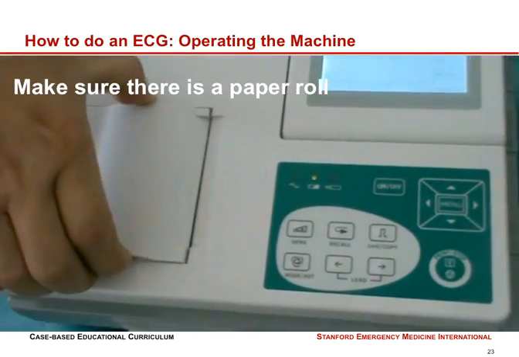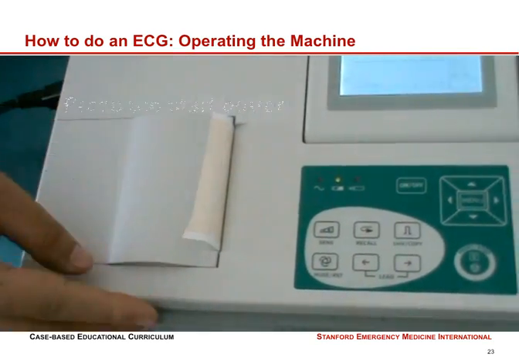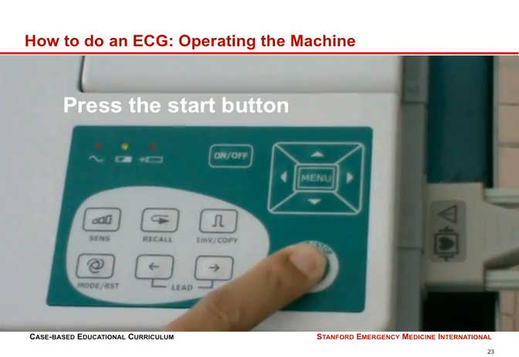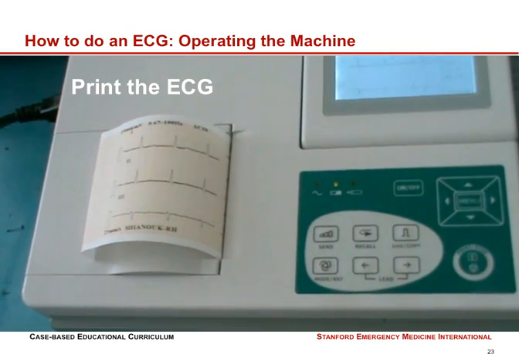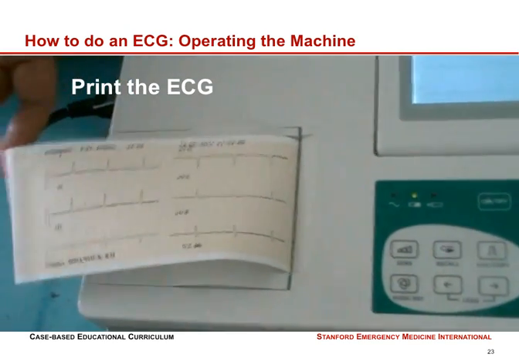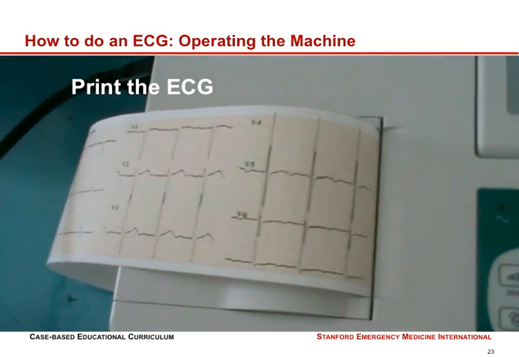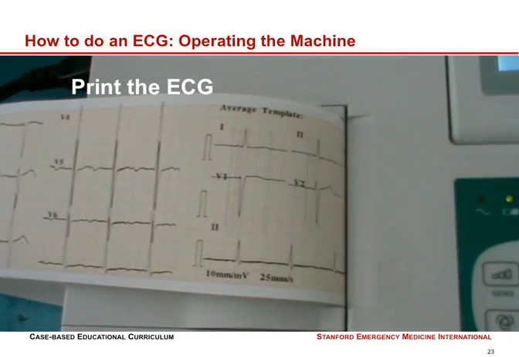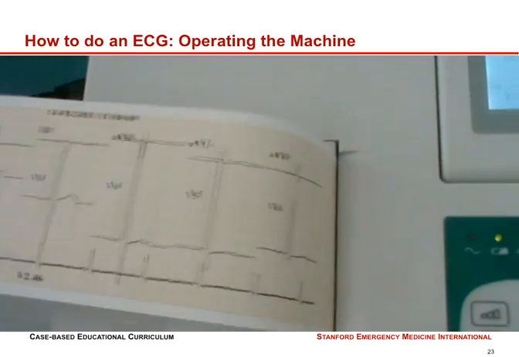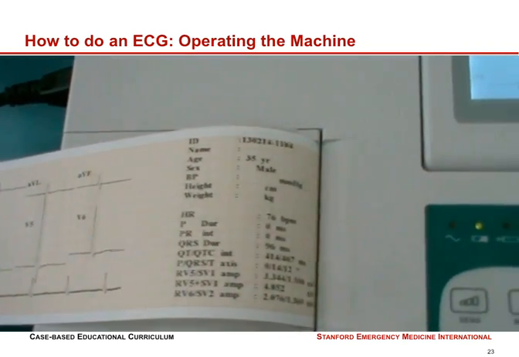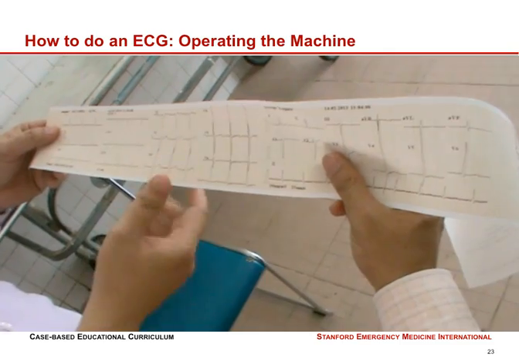Then, open the roll box, make sure there is a paper roll in the box, pull that paper out so the edge is outside the roll box, close the lid, and press the start button. The start button will cause you to print the ECG, which you see coming out with I, II, III, AVR, AVL, AVF, V1, V2, V3, V4, V5, V6. And then on this particular machine, an example of a complete PQRST complex from each lead, and then the computer's own interpretation, which is not necessarily right.